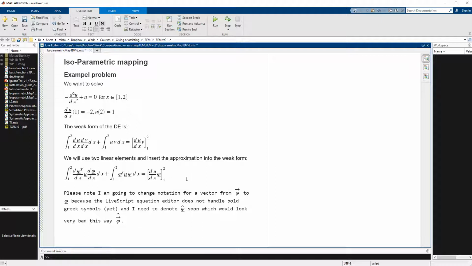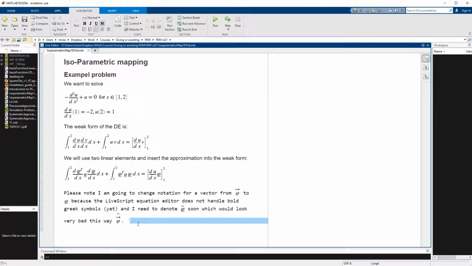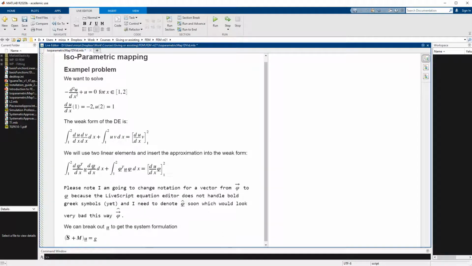So we have our approximation inserted into the weak form. Now we can break out the u here, and we get this system formulation. This thing here becomes a matrix, and this becomes a matrix as well. If we break out u, gather it, and combine these two integrals, we have two matrices here, S and M, multiplying u, and this is equal to g. So let's talk about this more in parts.